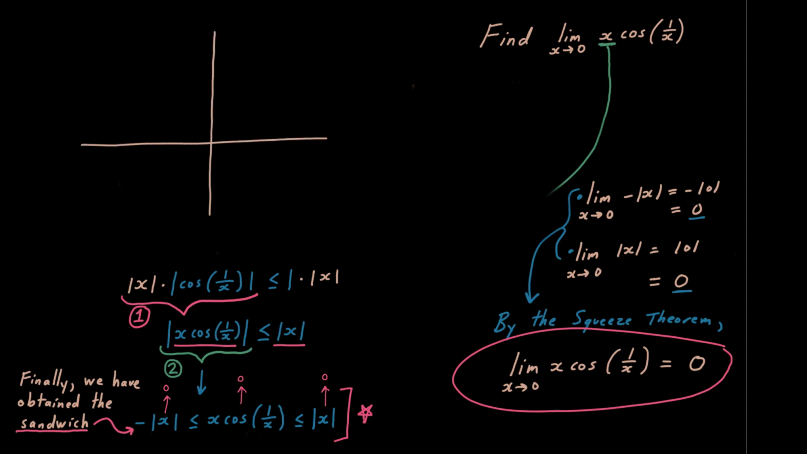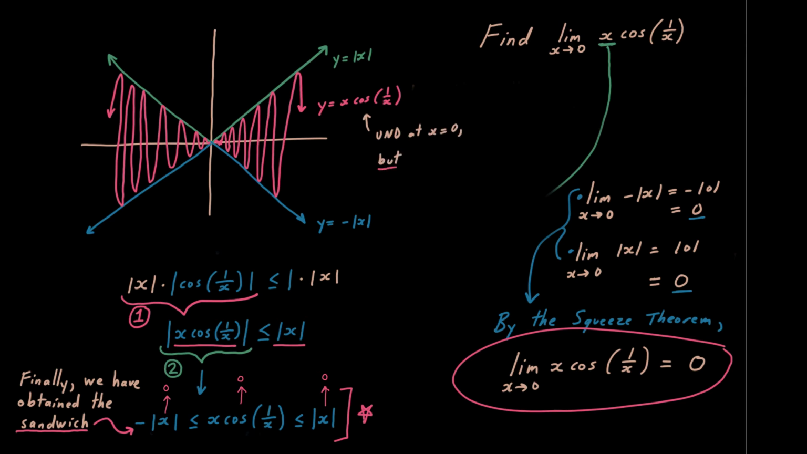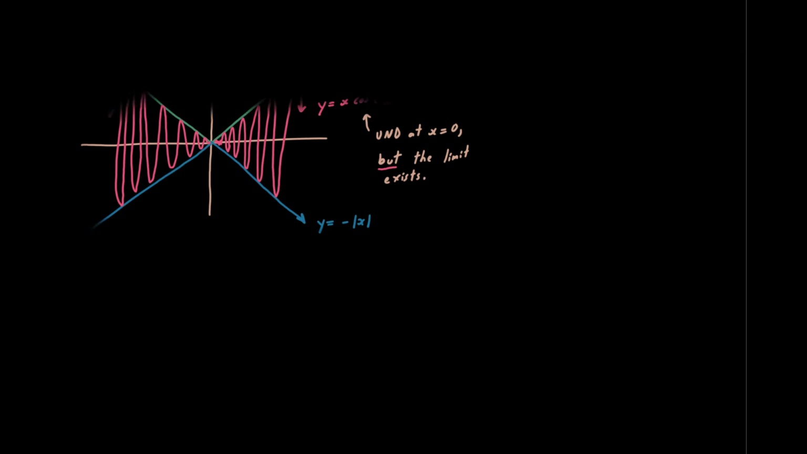Once again, let's see what this devil looks like. Of course, positive absolute value of x looks like so. Negative absolute value of x looks like so. And once again, for the weirdo, that x times cosine of 1 over x, he's doing his little squiggle jiggle right in between those two functions. He's sandwiched, he's trapped, he is squeezed at the point x equals 0. Notice again, he is undefined at x equals 0, but just like the last problem, that does not prevent the limit from existing at an x coordinate of 0. Can't fail to stress that.